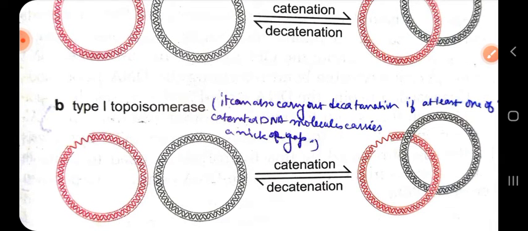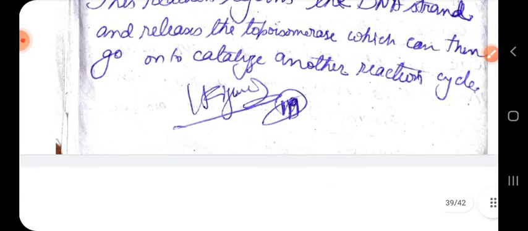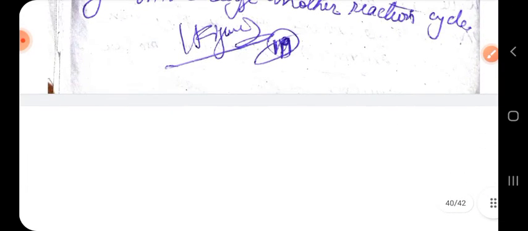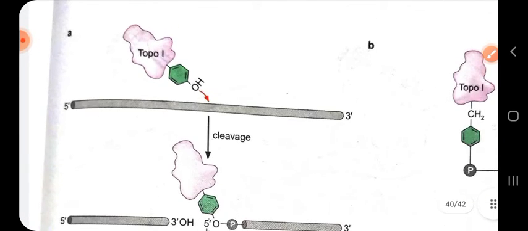So how do they do that? Let us see. If I show you the figure, you will be able to imagine it. I will explain in the notes, but in the figure you can observe this phenomenon in a quite easy way. Here the figure of topoisomerase type 1 has been shown.